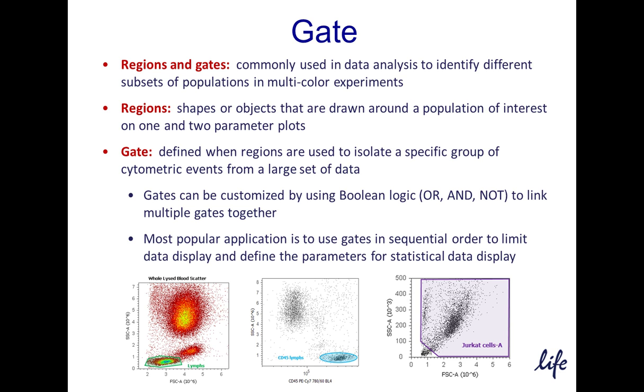Gates and regions are commonly used in data analysis to identify different subsets of populations in multicolor experiments. So regions are shapes or objects that are drawn around a population of interest on one or two parameter plots. A gate is defined when regions are used to isolate a specific group of events from a larger set of data. Gates can be customized by using Boolean logic to link multiple gates together. The most popular application is to use gates in a sequential order to limit the data display and to define the parameters for a statistical analysis. The plots at the bottom of the slide each show a region that has been drawn around a population of interest.